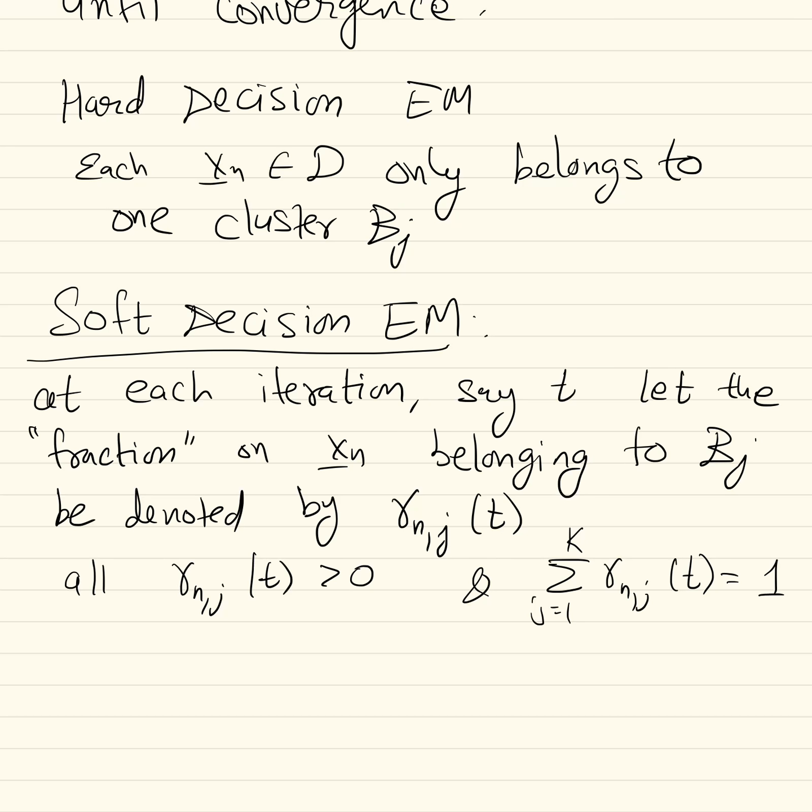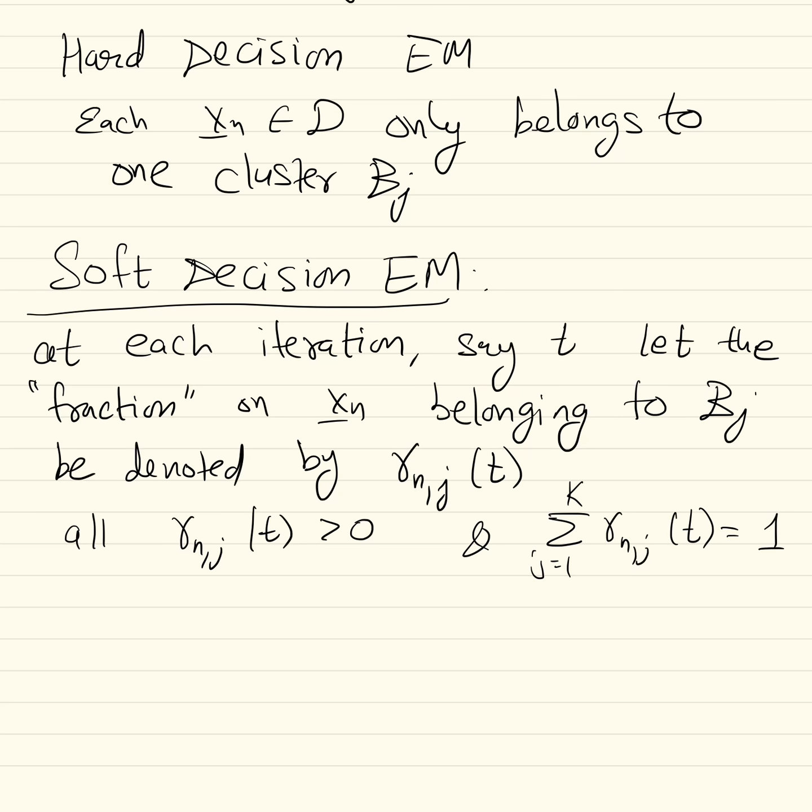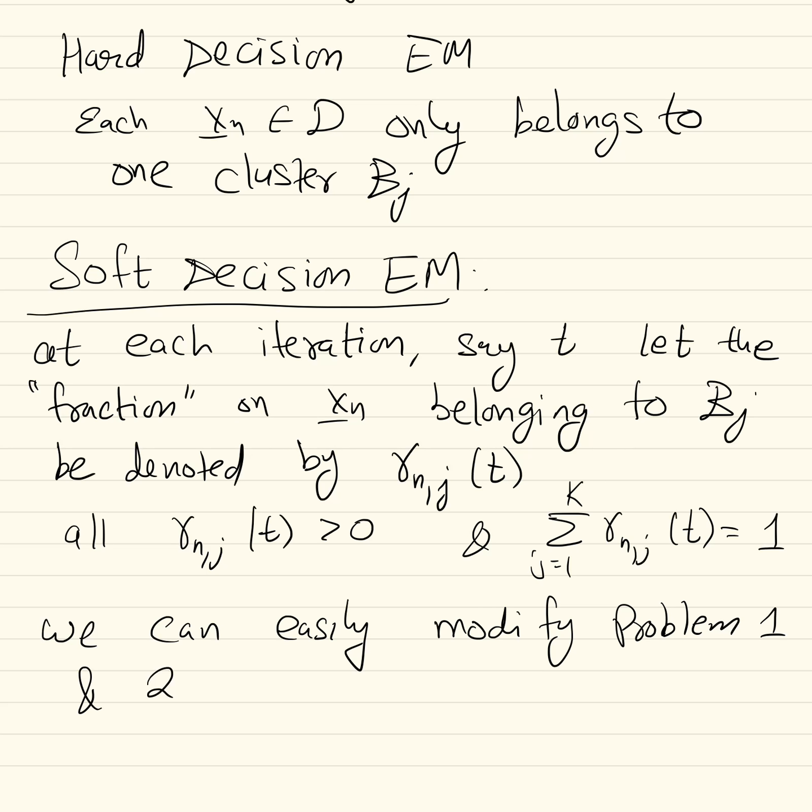Now, once we do that, the updates are actually pretty straightforward. So we can easily modify problems 1 and 2 for soft decision EM. We did the hard decision, but the soft decision version is actually not that complicated, right? So let me explain that. So let's look at step 2. So we'll first look at problem 2.